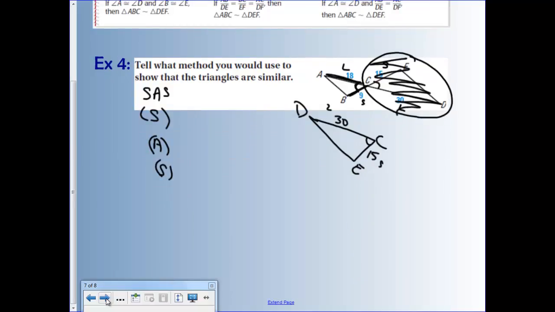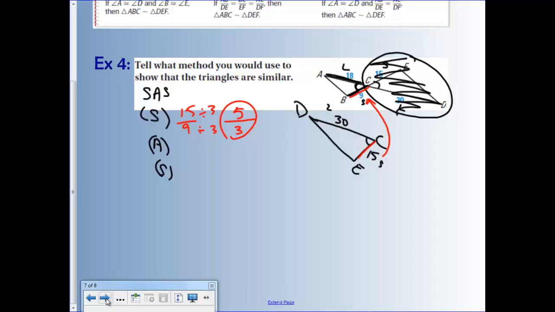What sides correspond? 15 and 9. So draw on your arrow just so that you're consistent. If I say 15 to 9, divide them both by 3. And we get 5/3.